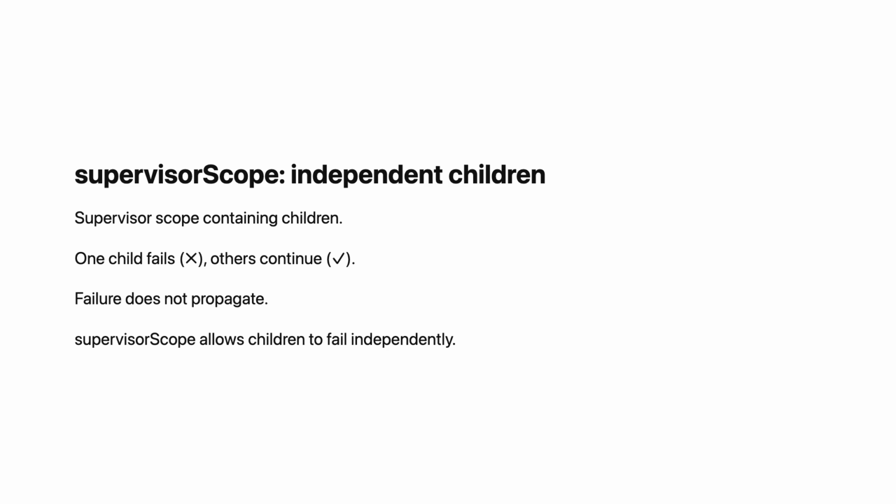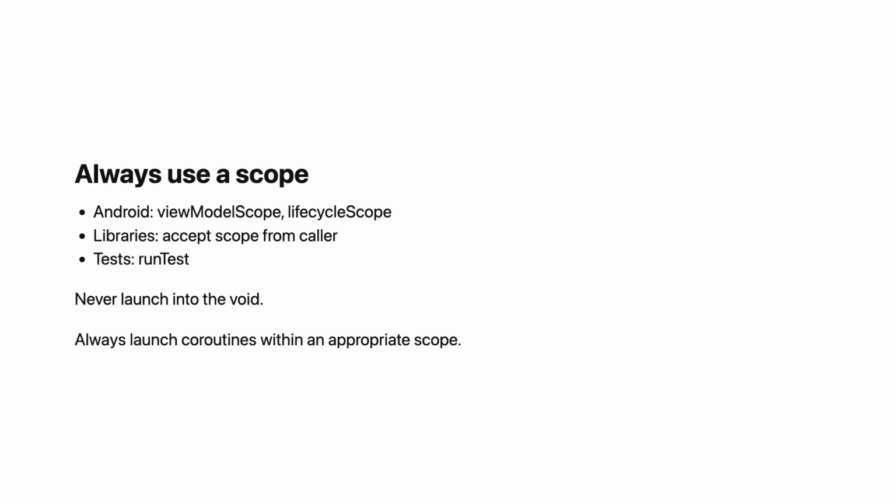Use this when children are independent. Processing multiple items where one failure should not stop the others. Multiple network calls where partial success is acceptable. supervisorScope still waits for all children. It still cancels children when the scope is cancelled. But failure does not propagate.